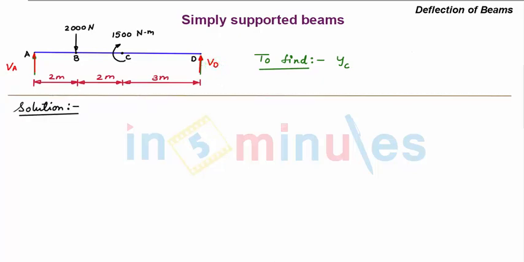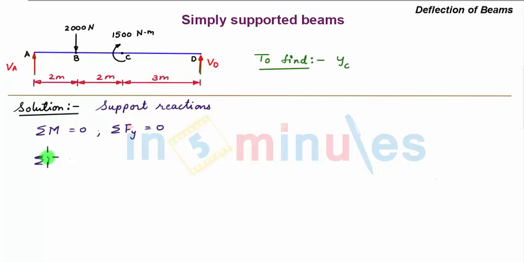Let's start with the solution. Our first step is to find out the support reactions VA and VD. We'll find the support reactions by using the static equilibrium equations, which are summation of moment about any point is equal to 0 and summation of all vertical forces, that is Fy, is equal to 0. So let's apply the first static equilibrium equation at point A.